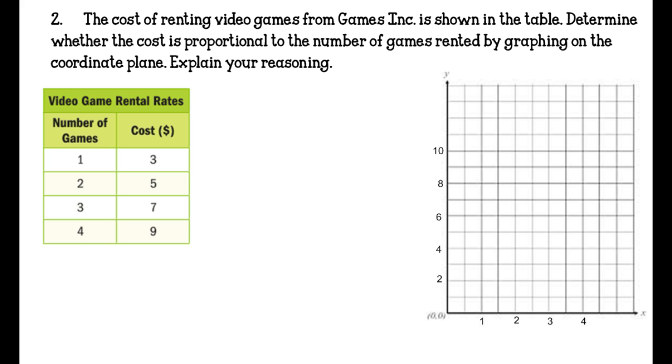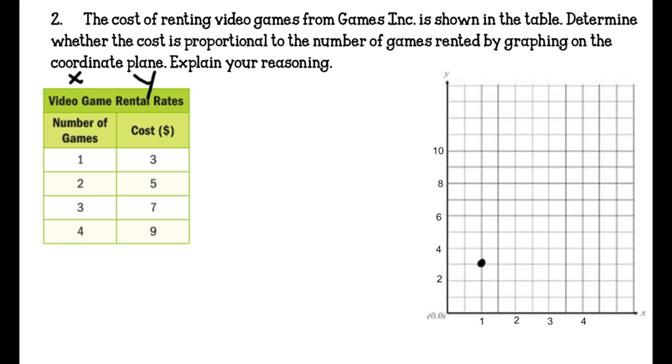The cost of running video games for Games Inc. is shown in the table. Determine whether the cost is proportional to the number of games rented by graphing on the coordinate plane. Explain your reasoning. So on this table, your x is going to be your first again over here on the side, and your y is going to be on the right. So we have the number of games, and the cost is 1 to 3. So you go x value of 1, y value of 3, mark your point.